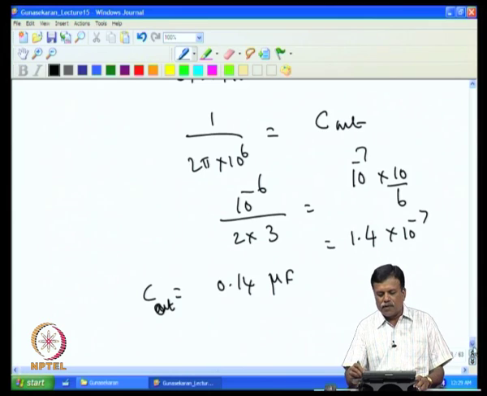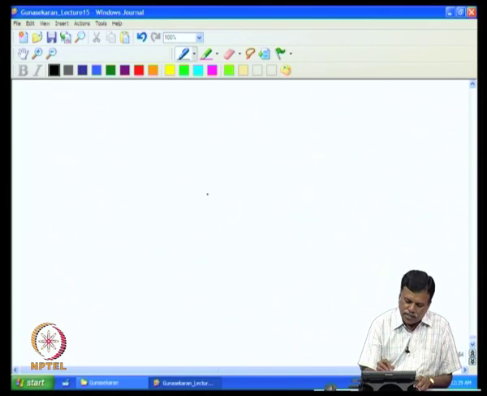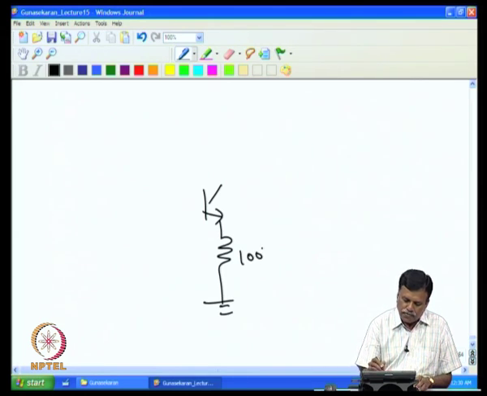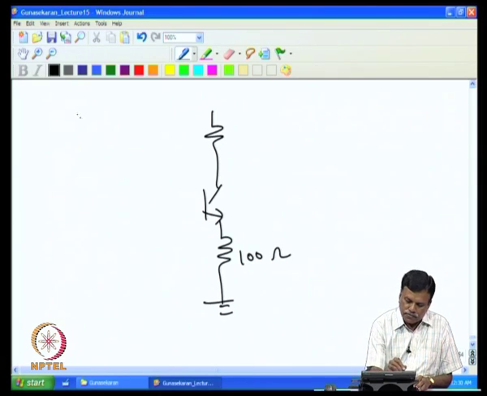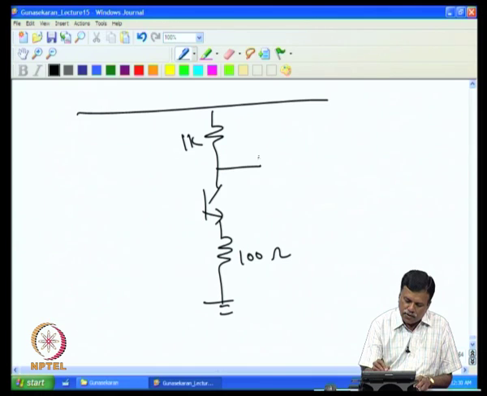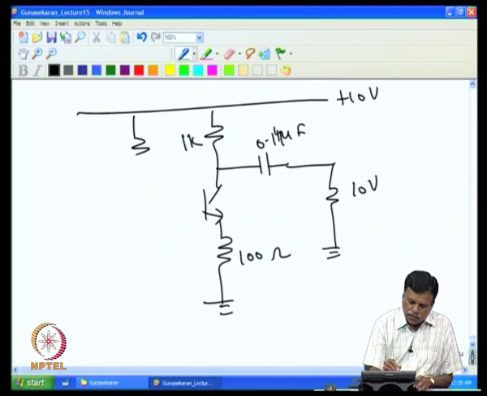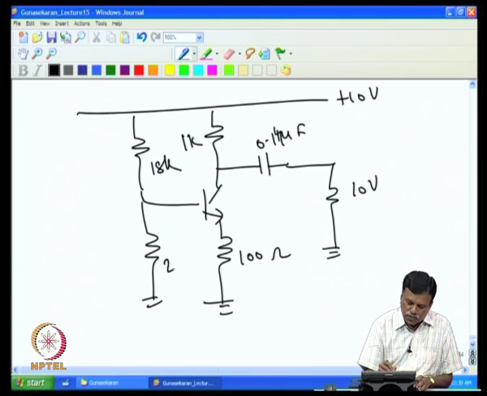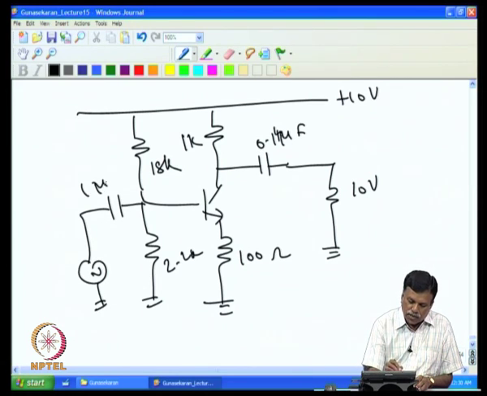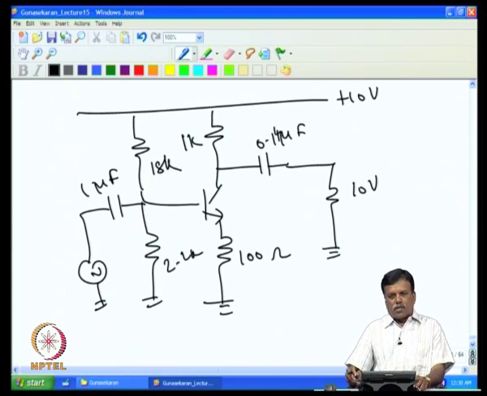So, we have now arrived at all the values for the circuit. If you look at the amplifier design now, it looks like this. You have the 100 ohms here, then here we put 1k, then here we put 0.14 microfarad. Then we have the load resistance of 10k, this is given plus 10 volt, that is ground, and we have these two resistances, this is 18k and this is 2.2k, and then apply the voltage here, and this is put as 1 microfarad. That is how the circuit design is completed.